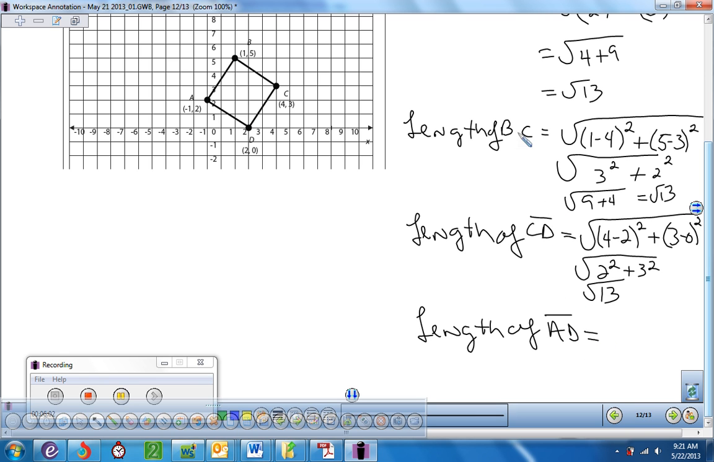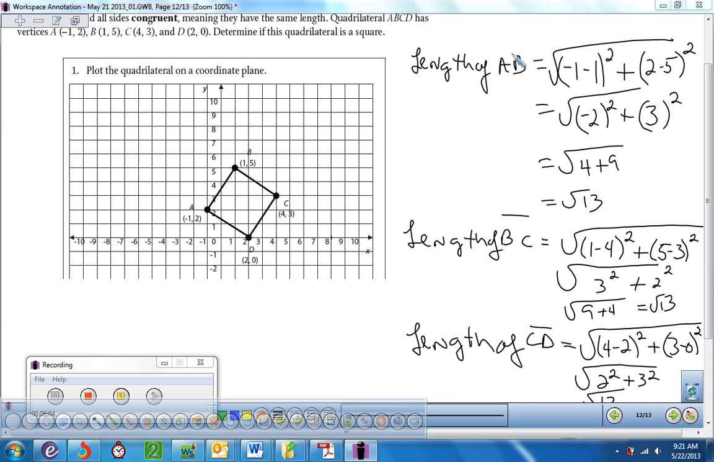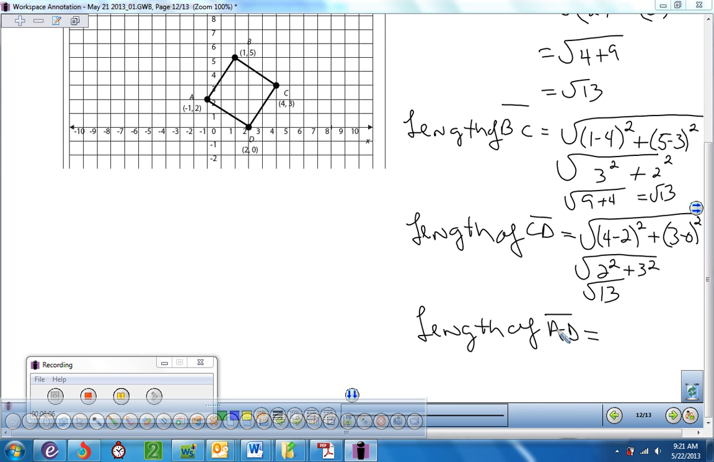Really should have put that, tell everybody what it is. Those just mean it's a line segment. All right, so let's do the change. Let's go -1 minus 2. We're going to square it. That's going to end up being 3 again.